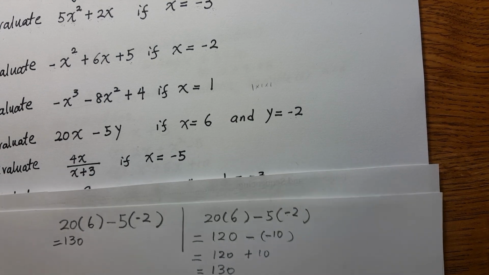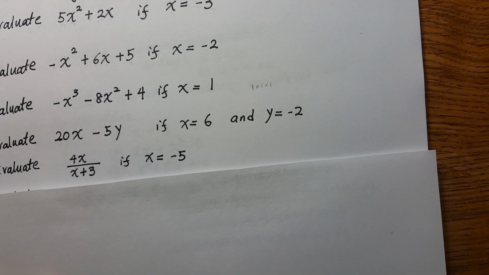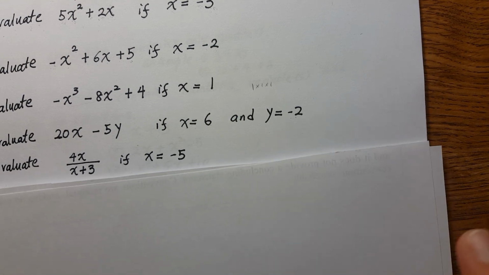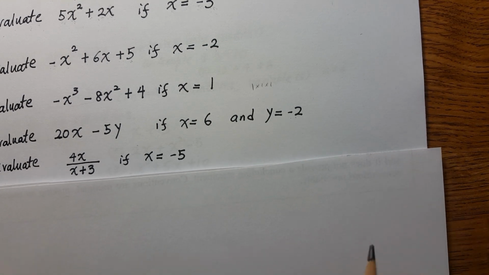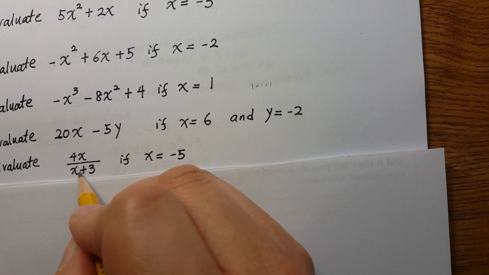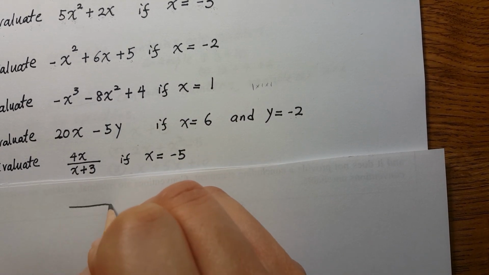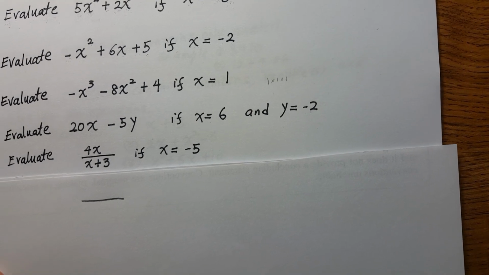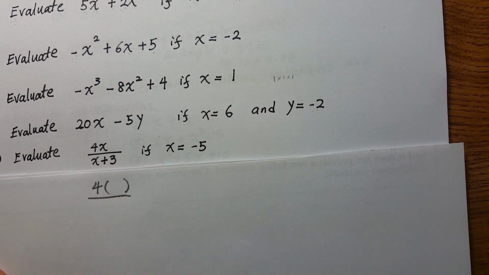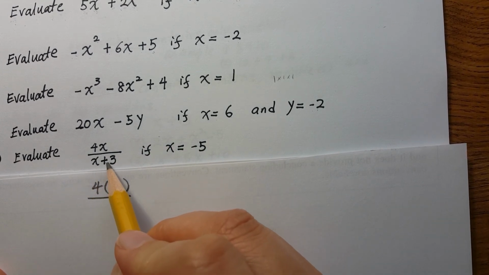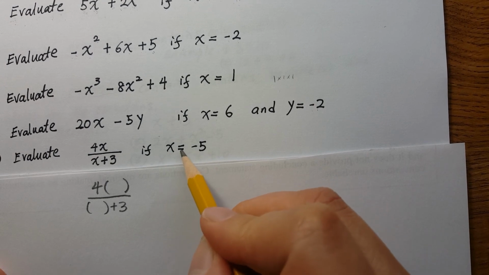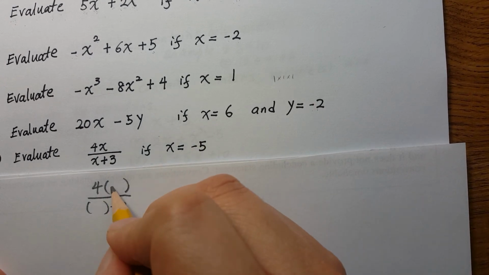Let's go to number 5. Number 5 is a fraction. So the concept is the same. So we have 4x over x plus 3. So we have to draw the division symbol. 4x, 4 parentheses, x plus 3. So parentheses plus 3. When you see x, you put negative 5.